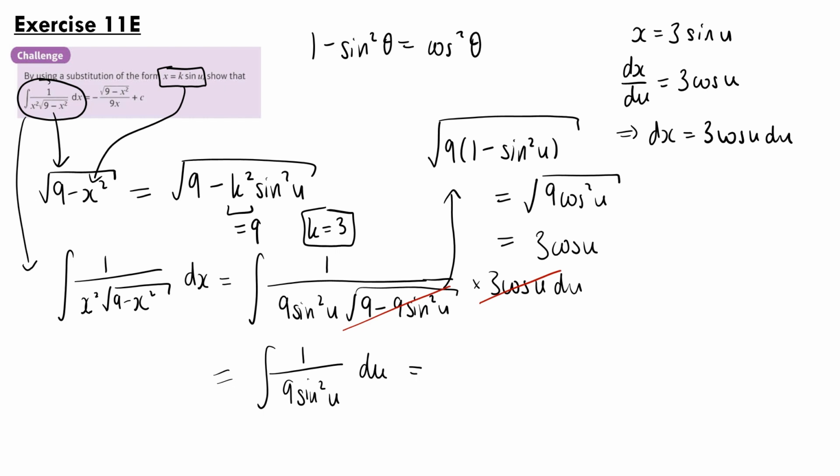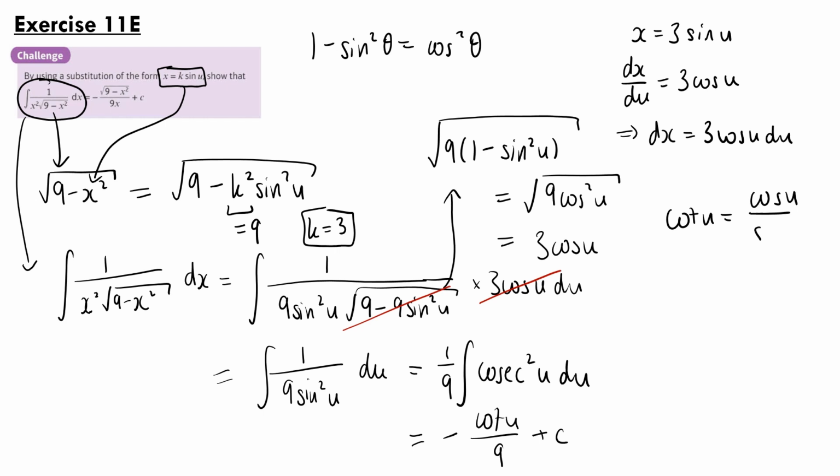And we know that 1 over sine squared u is equal to cosec squared u. So if we take out the 1/9, this is equal to 1/9 of the integral of cosec squared u du, which you know is minus cot u. So we have minus cot u over 9 plus c. And now we need to get this back into the world of x. So cot u we know is equal to cos u over sin u.